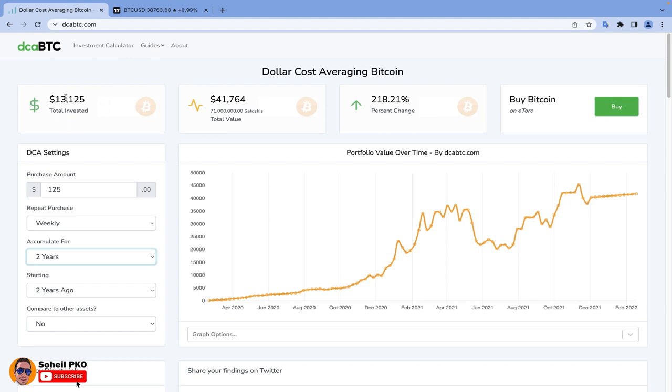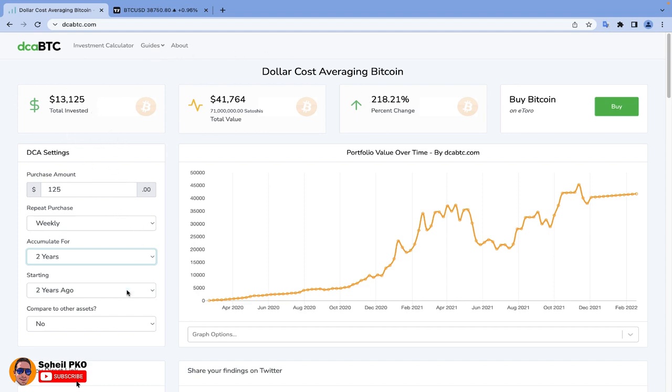The total amount invested in this 2 years is $13,125, and the total value of our investment today would be $41,764, 218% profit, more than 3 times your invested value.